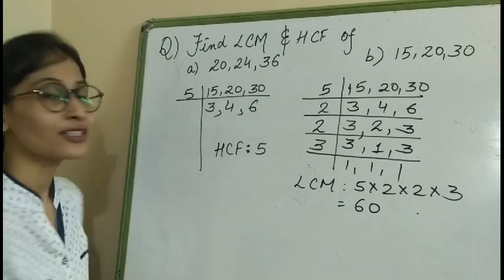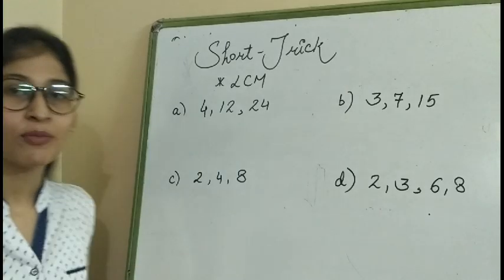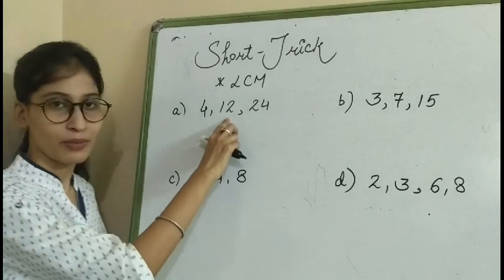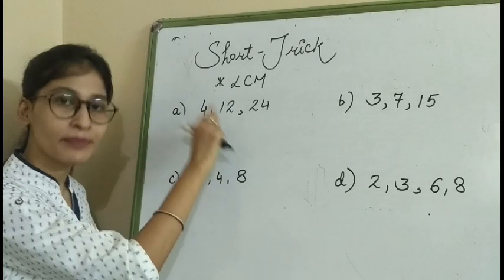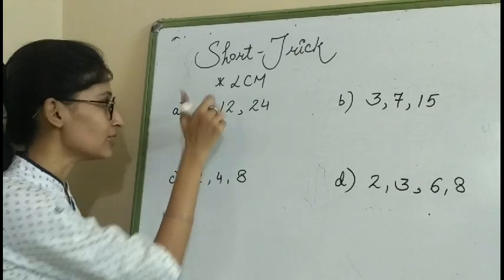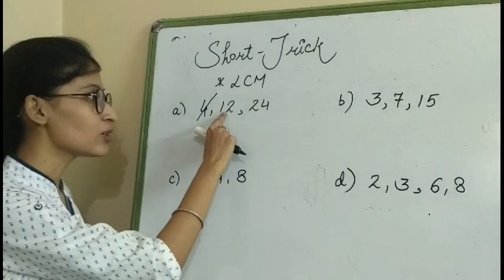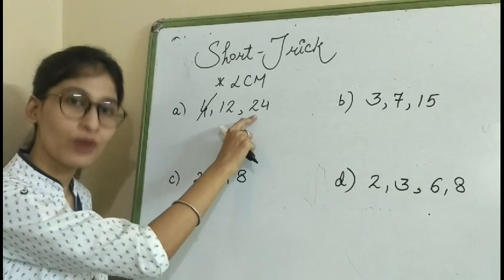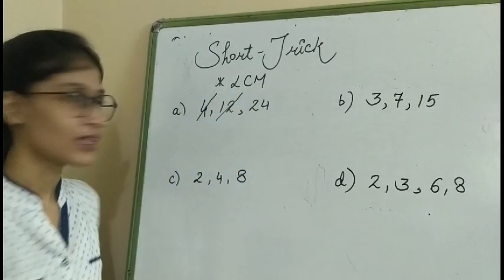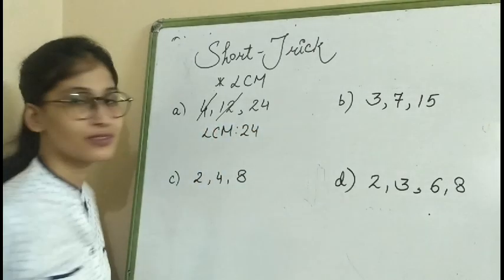Let us discuss a short trick to find LCM. We find here LCM of 4, 12 and 24. Now look at the next number. 12 is a multiple of 4. If the next number is a multiple of previous number, then we are going to cancel out. Okay. Next look. 24 is also a multiple of 12. Cancel out 12 also. So LCM here will be 24.